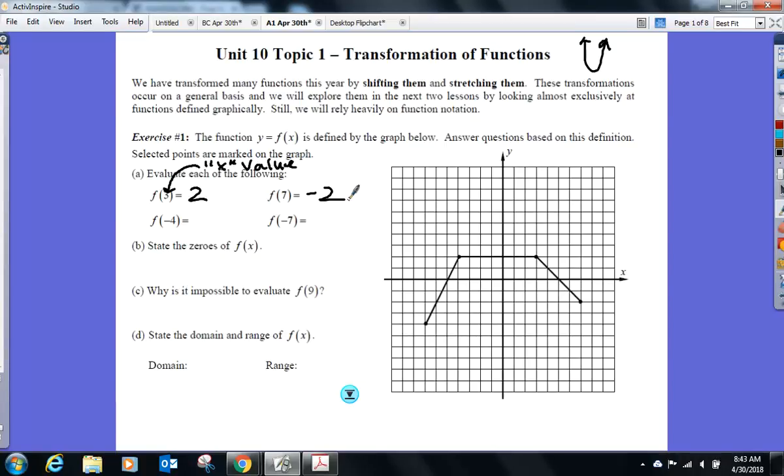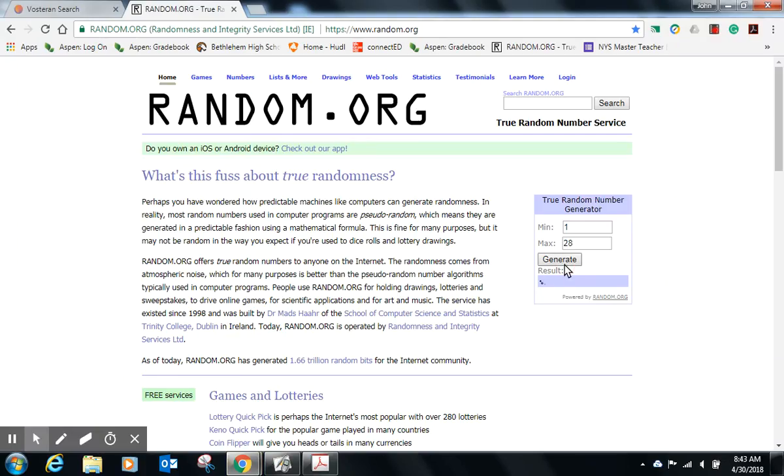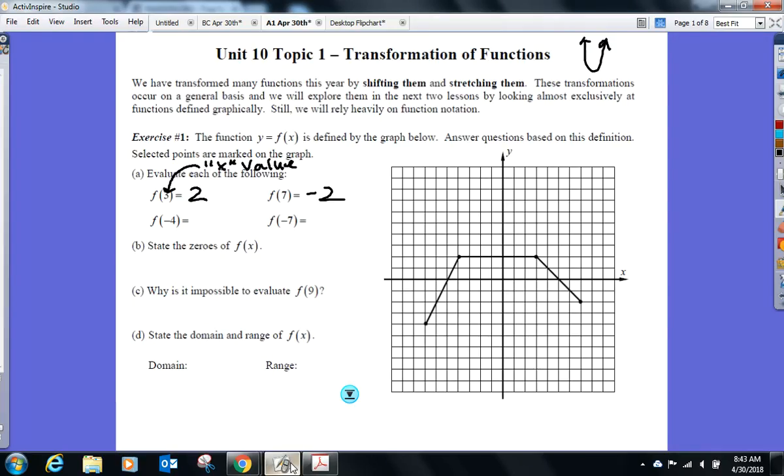Let's finish this off strong. f of -4. What's its corresponding y value now? 2.